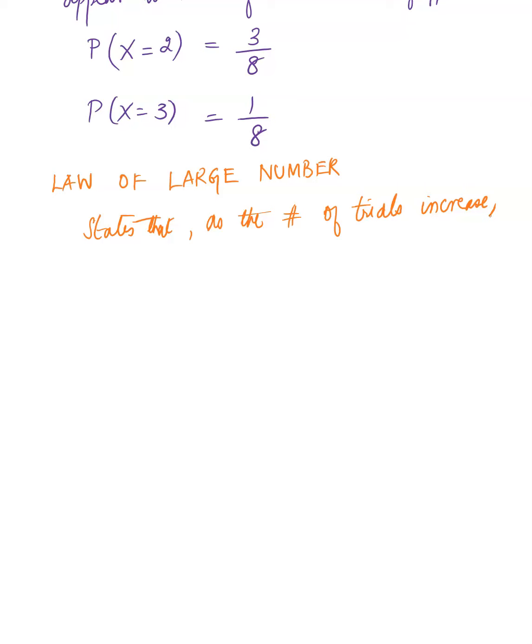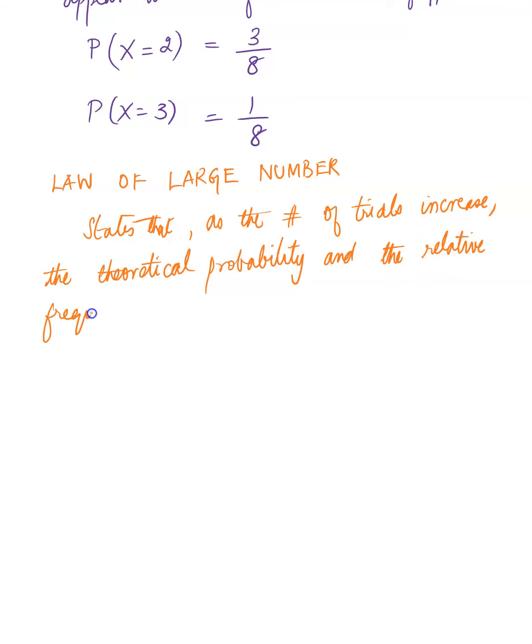Remember, theoretical probability is what you expect to happen. It's not what really occurs. And relative frequency is what occurs. These two things will begin to get closer and closer. What you expect and what actually occurs will coincide as your number of trials increases. So I'll say the theoretical probability and the relative frequency get closer and closer together.